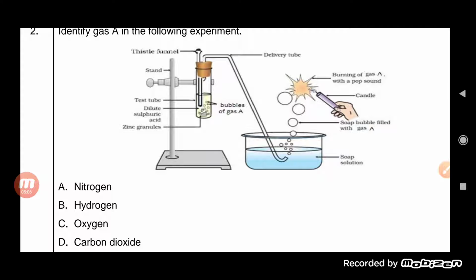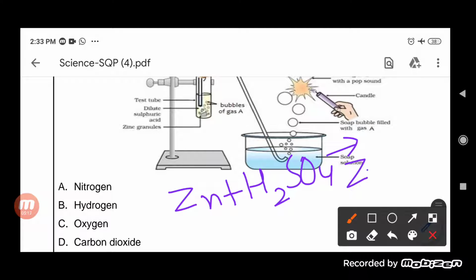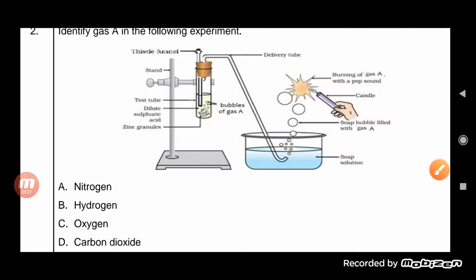So you must know that when zinc reacts with dilute sulfuric acid, that is H2SO4, there is a formation of ZnSO4 and hydrogen gas is released along with it. Remember that. This reaction is an exothermic reaction, students. When you touch the base of the beaker, it will become hot. This proves that the reaction is an exothermic reaction.